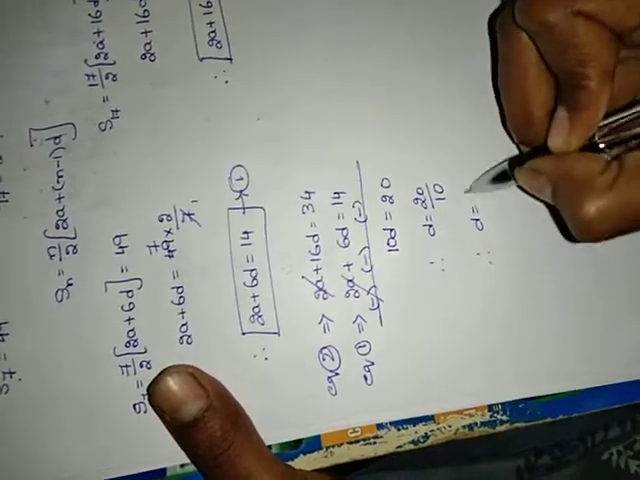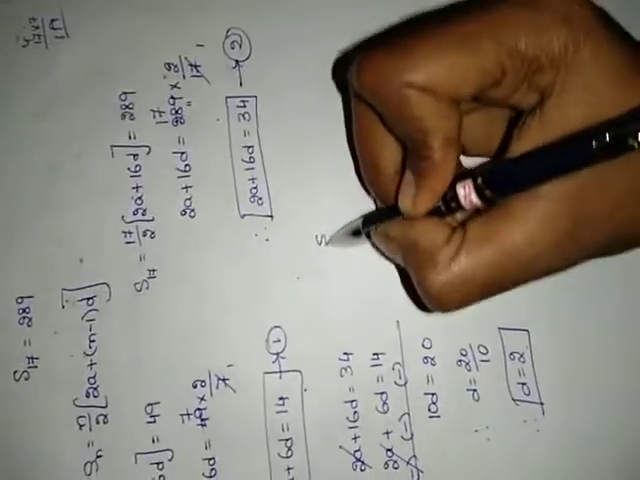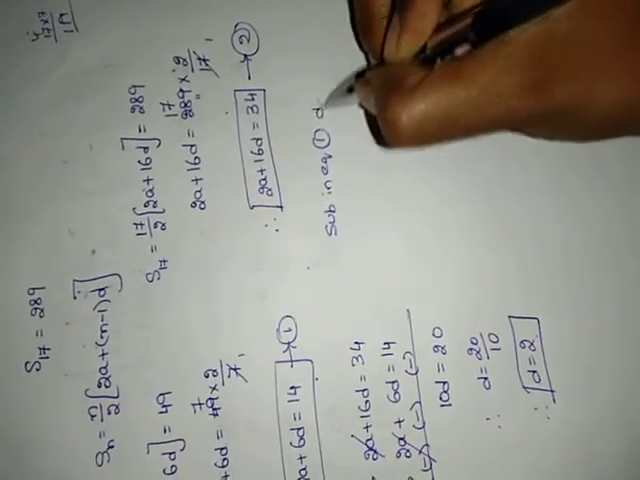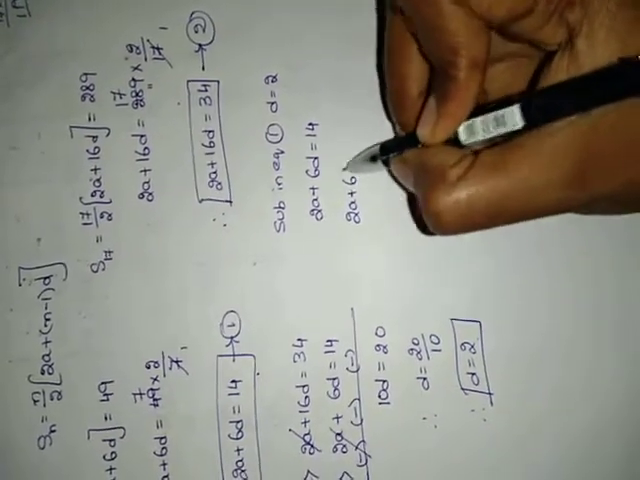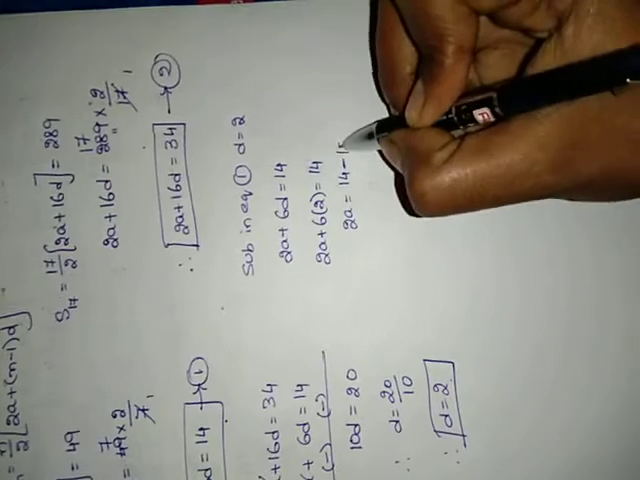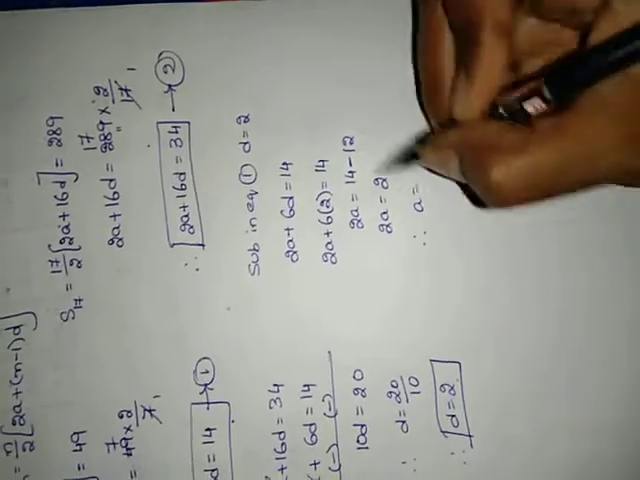Therefore, how much will we get d value? 2. This 2 you substitute in equation 1 or equation 2. I am substituting in equation 1. Substituting d equals 2, what is the equation? 2a plus 6d equals 14. 2a plus 6 into d value 2 equals 14. 2a equals 14, 6 2s are 12. If I send this side, minus 12. 2a equals 14 minus 12, 2. Therefore, a equals 2 by 2, cancel. a equals 1.